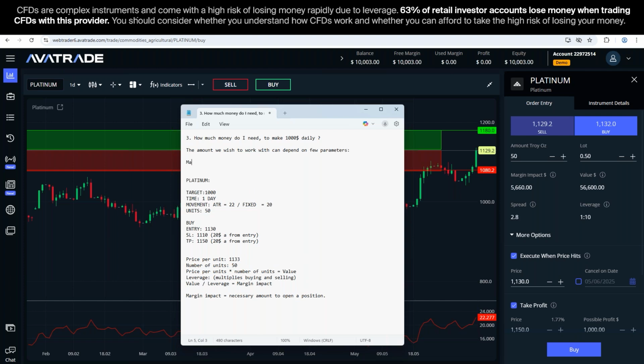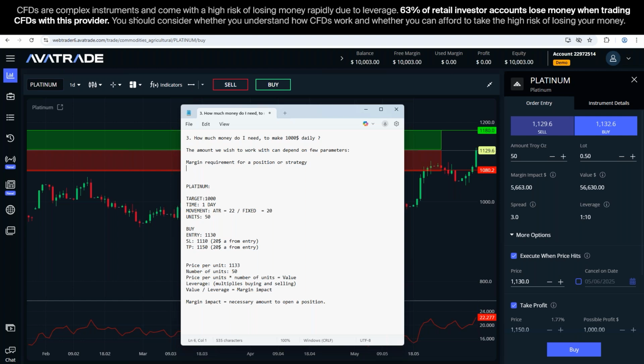What are those things? Margin requirement for a position or strategy. That depends if I want to diversify and expand for more positions or stick with one. What else I need to consider, beside the margin, is also analysis. Okay, so the question is, how much money do I need to make $1,000 a day?